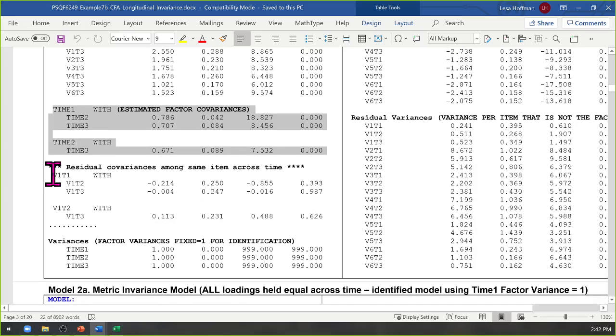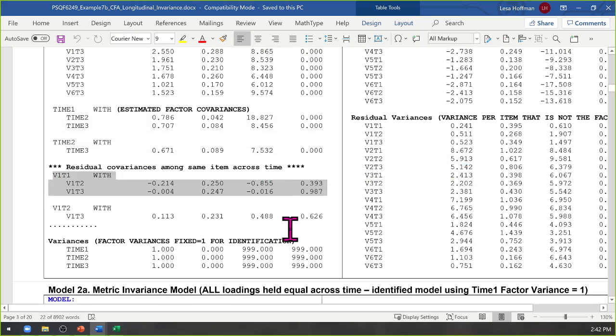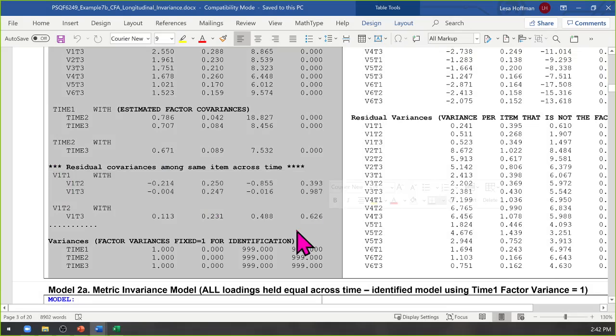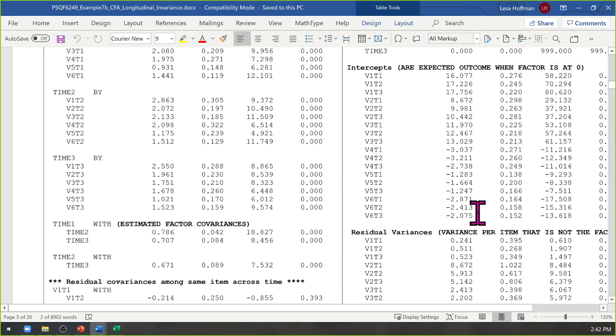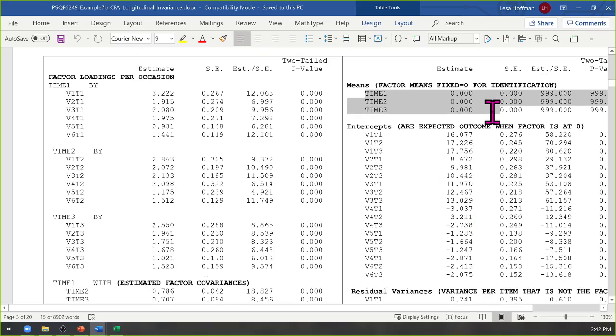Likewise, the items, each item has been answered 3 times. So we would expect some degree of correlation across the items. And in this case, actually, it looks like the residuals are not significantly correlated. The last column is the p-value, but we would tend to leave them in. So if you are looking to save parameters, you might be able to get rid of them, but most of the time in longitudinal invariance, they would just let you have them. And then factor variances all fixed to 1. Factor means all fixed to 0.